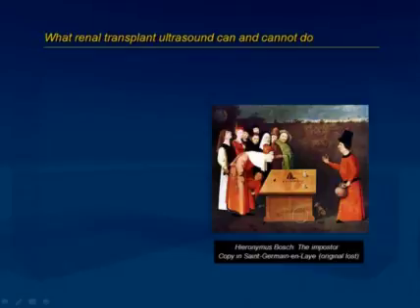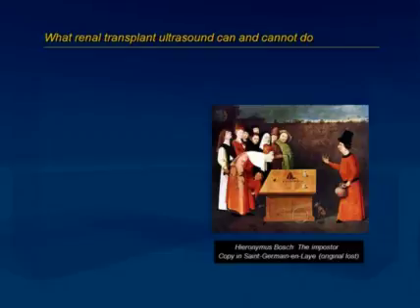Now, when I perform renal transplant ultrasound, I sometimes feel like the man on this beautiful painting by Hieronymus Bosch, The Imposter. Now, the imposter, that's me in this allegory. I perform the renal transplant ultrasound, the others are watching. Some of them can't quite believe what's going on, some of them come closer to try and understand what's going on. Others look away entirely, some look up to the sky and just don't believe what's going on.